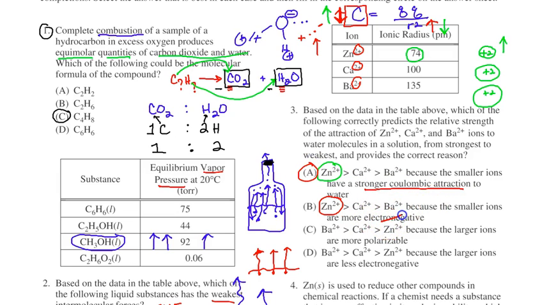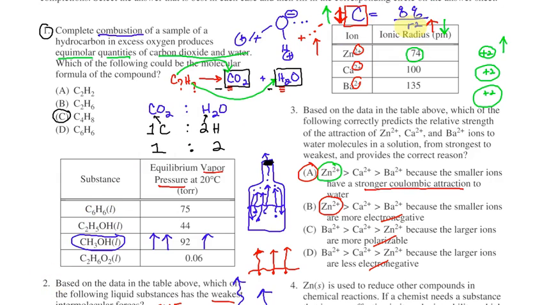It's not about electronegativity, it's not about polarizability. The bottom line is it's about this formula here. I say charge density, but you can say a greater coulombic attraction. All right, and it's based on this formula.